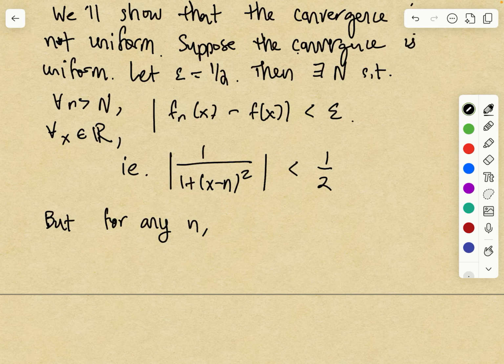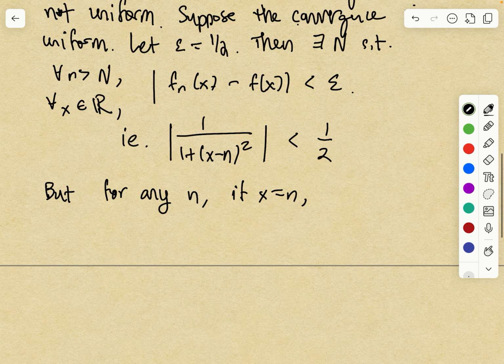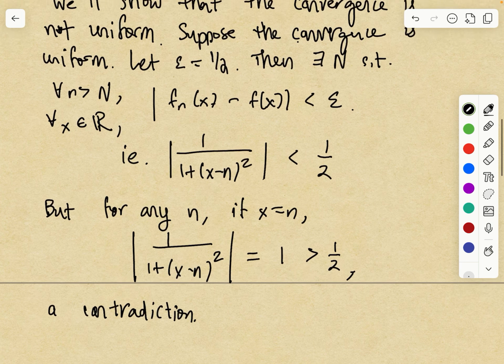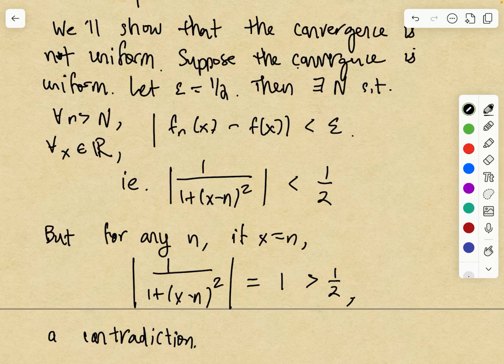So for any n, if x is n, the absolute value of 1 over 1 plus x minus n squared is equal to 1, which is greater than 1/2. So that's a contradiction to the inequality that we just found. And so therefore, the convergence is not uniform.